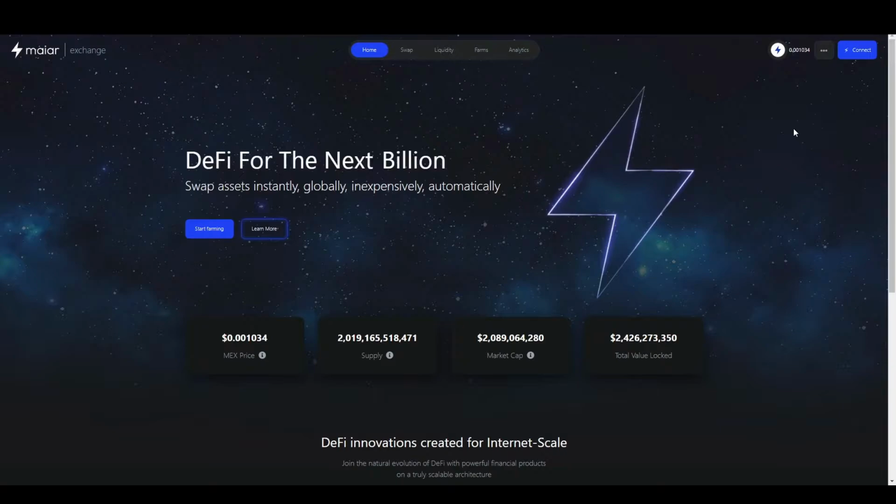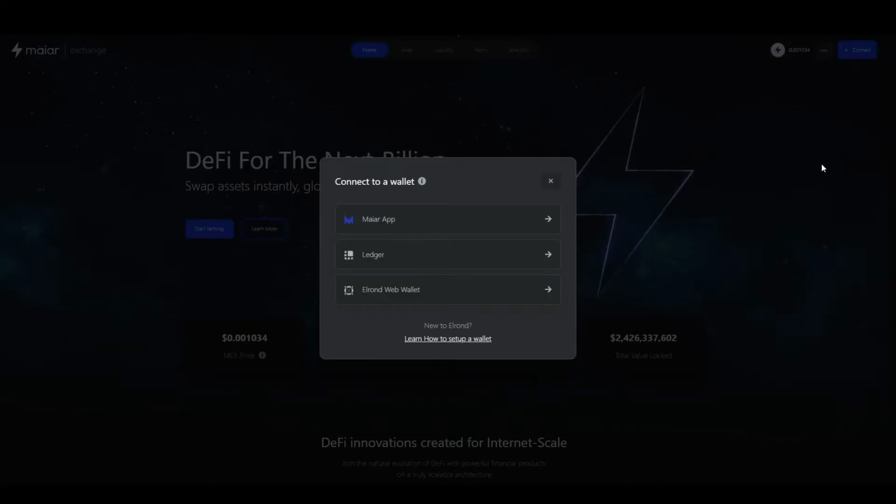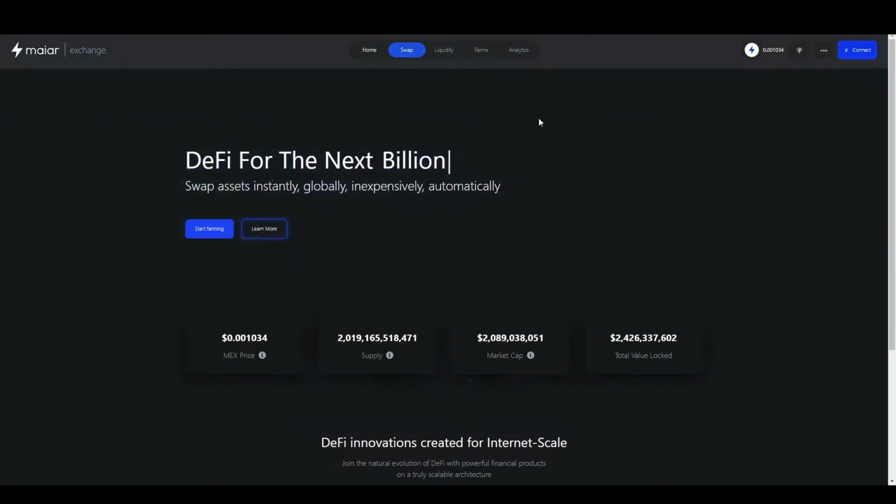But first, what is the Maiar Exchange? The Maiar Exchange is a DEX, a decentralized exchange, running on the Elrond network and built on the Elrond blockchain. On this exchange, we can do a lot of operations. But firstly, you have to connect your wallet. You can connect your wallet via the Maiar app, and that's what I'm using right now, the Ledger or the Elrond wallet. On this tab, you can trade tokens.